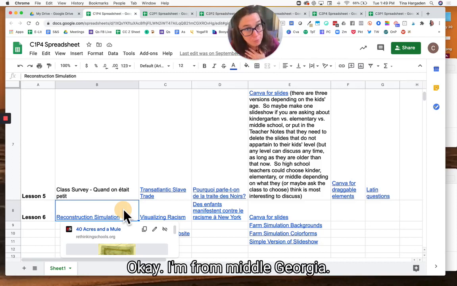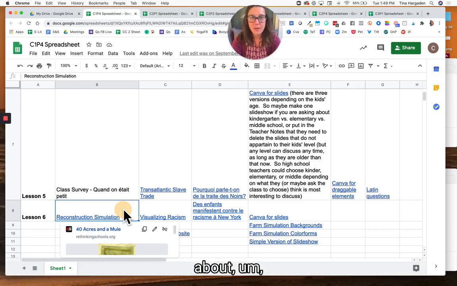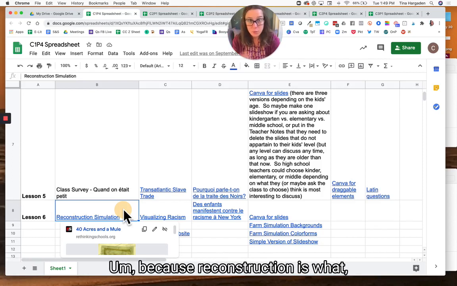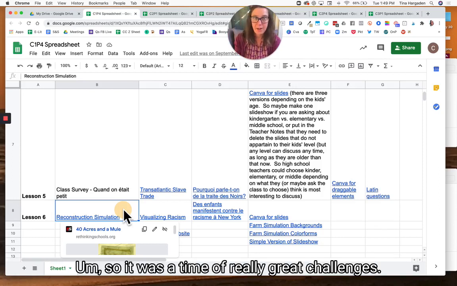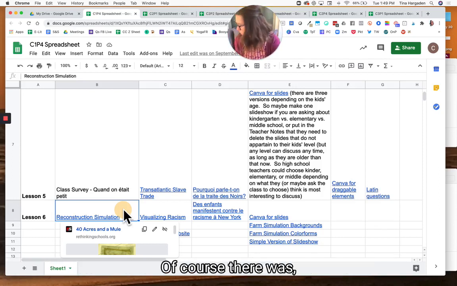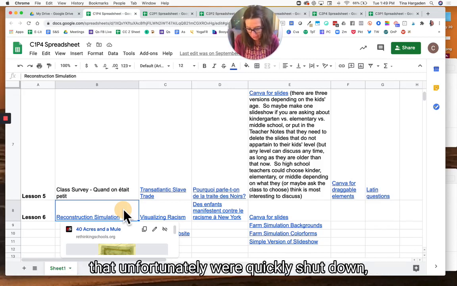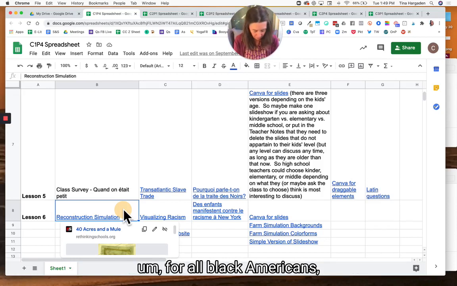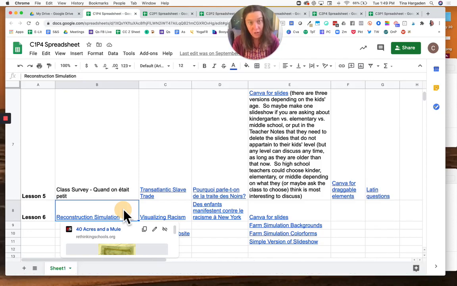Reconstruction, okay, I'm from Middle Georgia, and to me Reconstruction was one of my favorite time periods to talk about and learn about in history, because it was the time period that happened right after the Civil War. So it was a time of really great challenges. Of course, the Civil War was a pretty traumatic experience, and then also it was a time of some possibilities opening up that unfortunately were quickly shut down for all Black Americans, but especially people that had just been liberated from slavery.